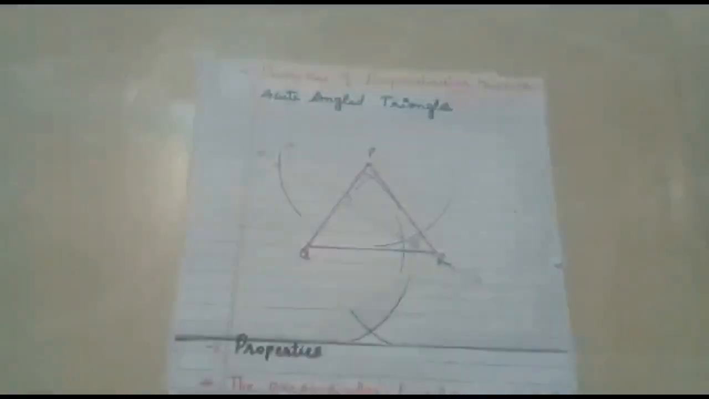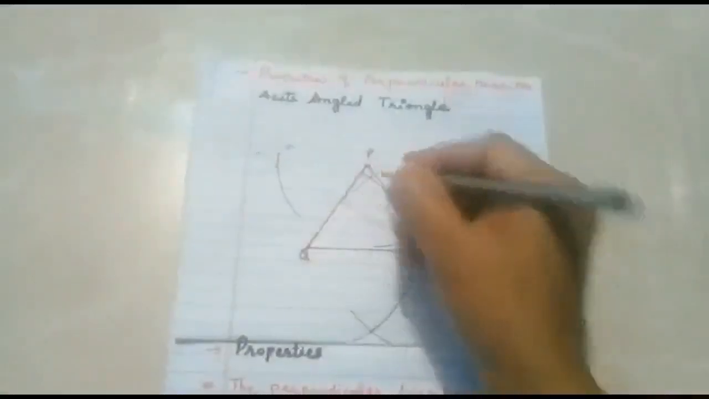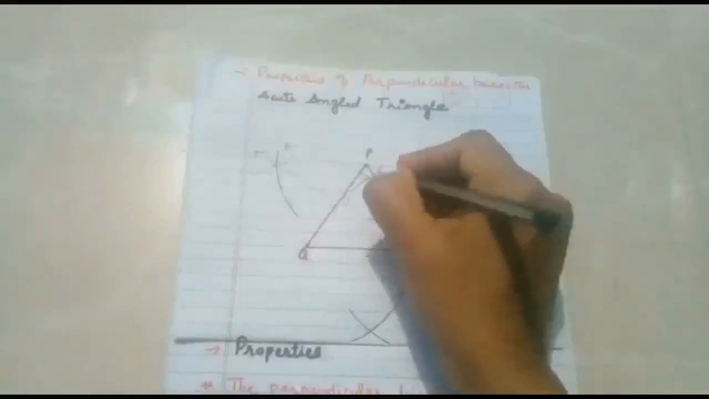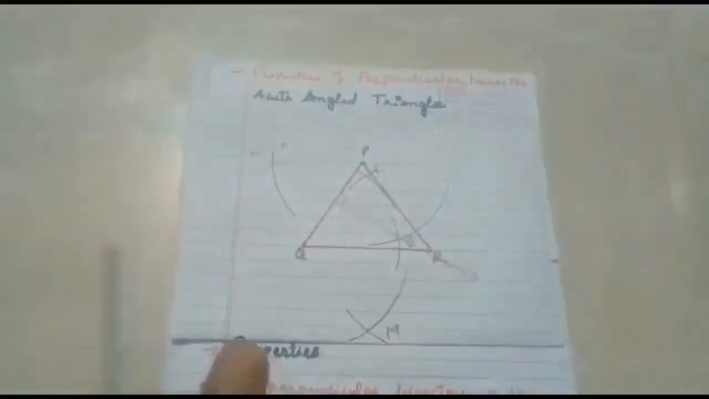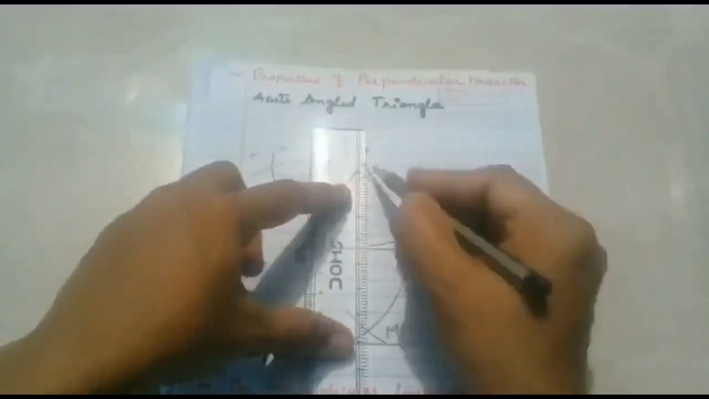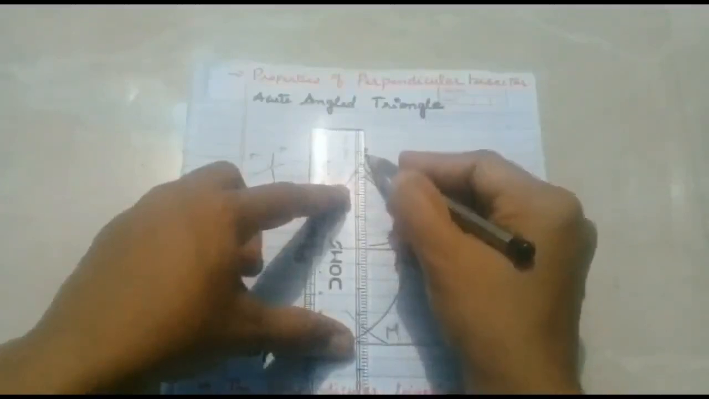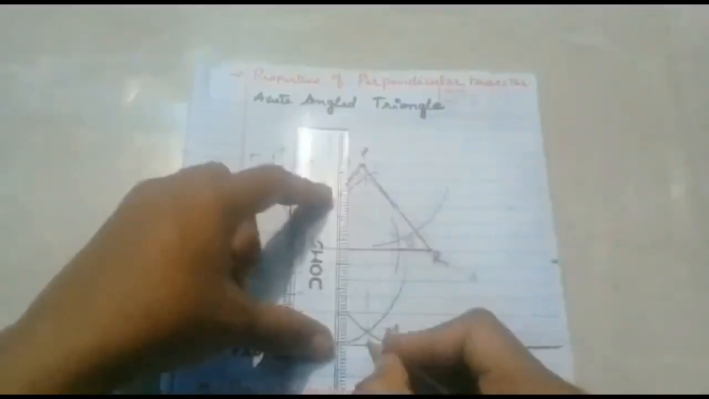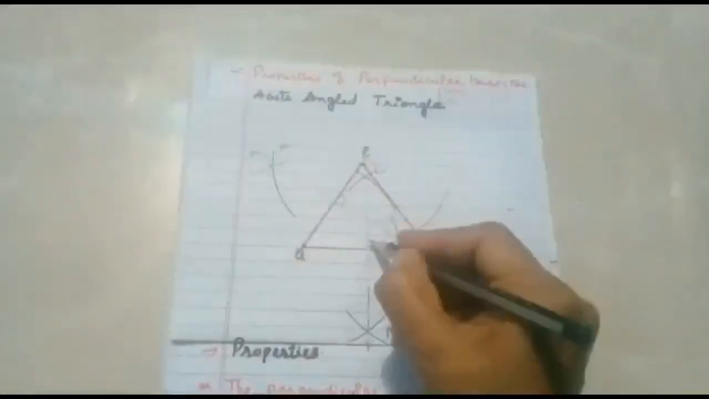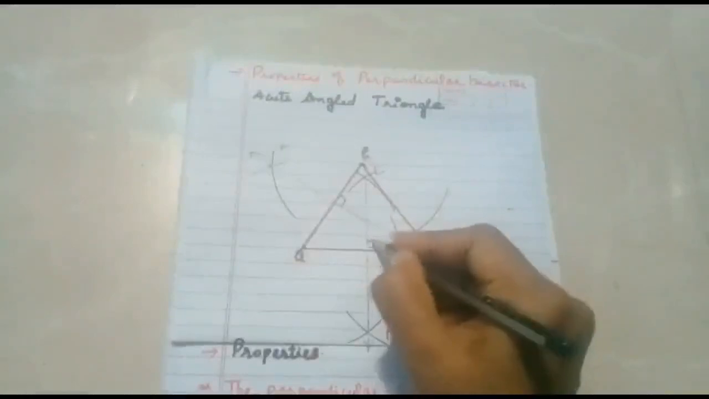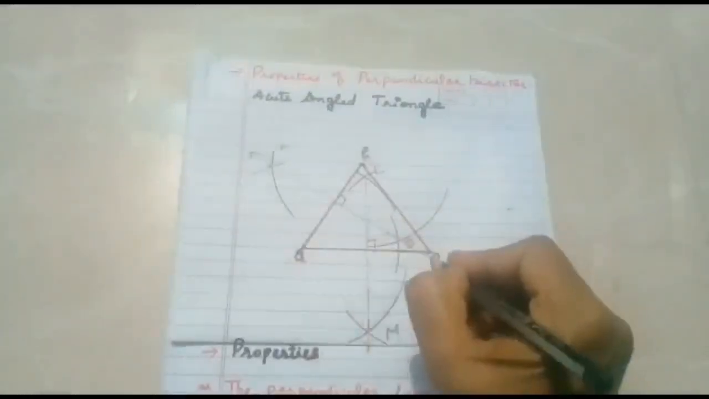Now name these 2 points as L and M. Now join these 2 points L and M. Now this line LM is the perpendicular bisector of the side QR.